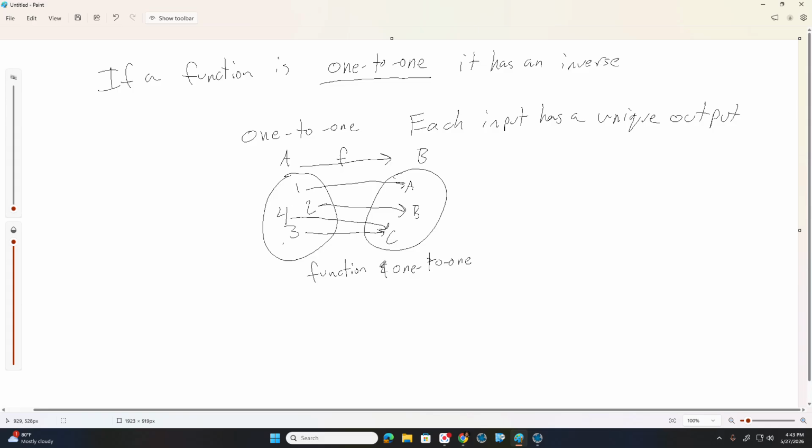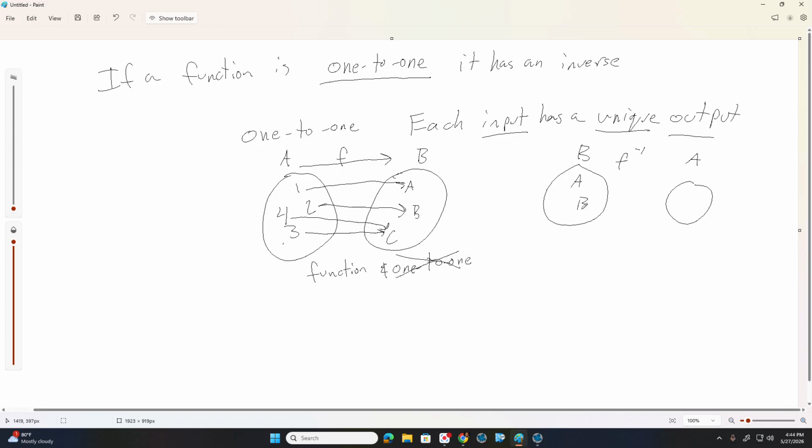4 goes to C. This is still a function, but it's no longer 1 to 1. Each input does not have a unique output. Specifically, 4 and 3 are sharing their outputs. There is not an inverse function, because you could think about it. Let's rewrite it going from B to A. This would be the function f inverse.